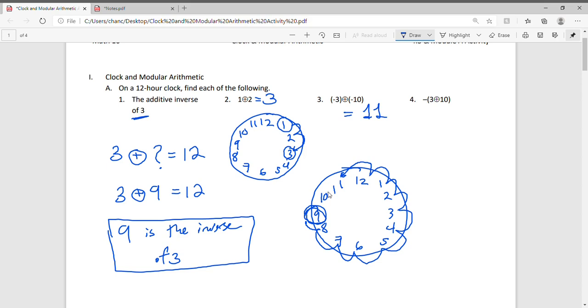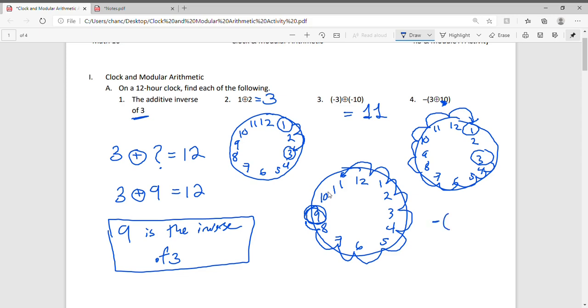For question 4, we have 3 plus 10 and then a negative in front of the expression. So let's again draw our clock. We're going to start at 3, and then we're going to go clockwise 10 times. So that's 1, 2, 3, 4, 5, 6, 7, 8, 9, 10. So we're going to end up at 1. So we have 3 plus 10 is 1.